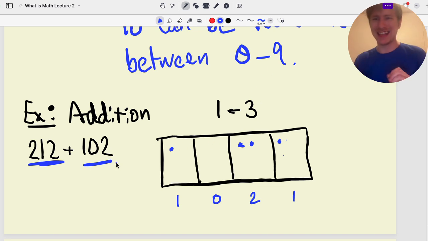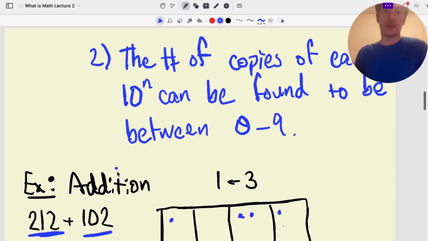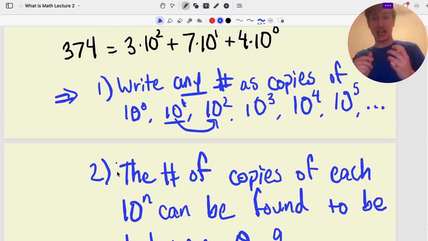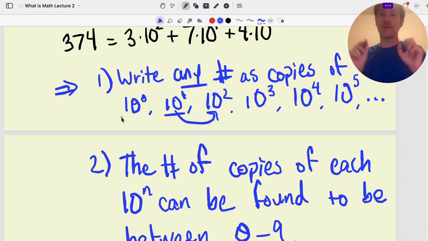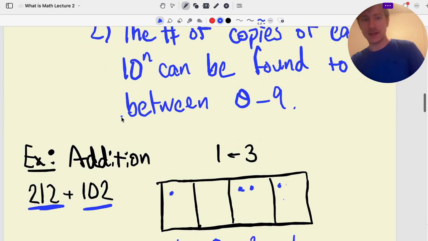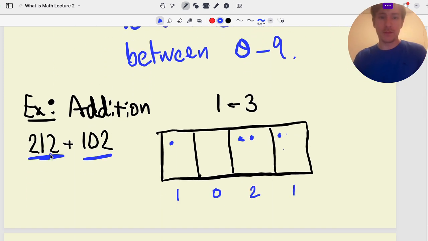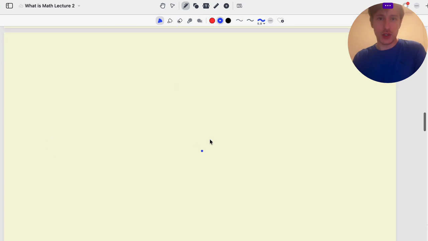Now, what's happening behind the scenes? Well, remember, according to our observations here, I can write any number as copies of, well, we don't have a 10-1 machine, we have a 3-1 machine. So I can represent any number as some number of 3 to the zeros, plus some number of 3 to the 1, plus some number of 3 to the second, and so on, where each of those number of copies has to be between 0 and 2. So let's see that in action. So with the number 212, let's just do the addition again and let's represent it.